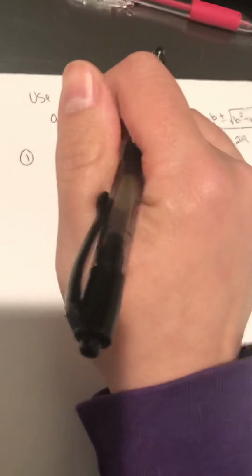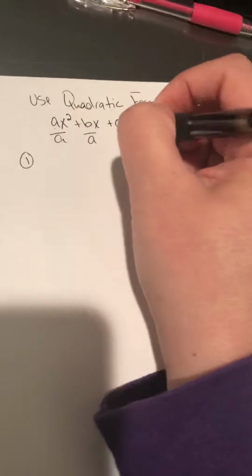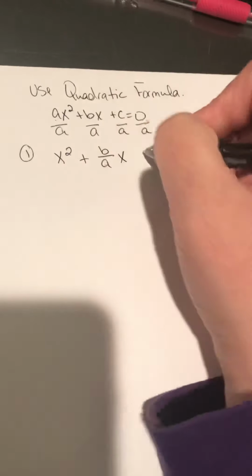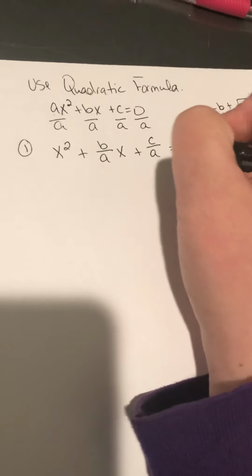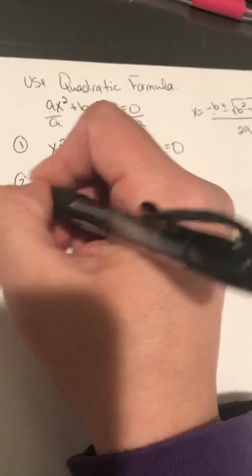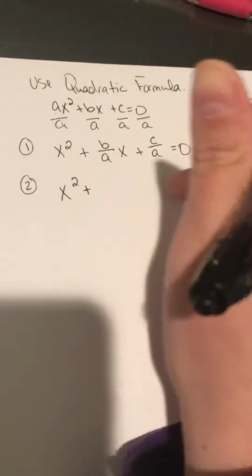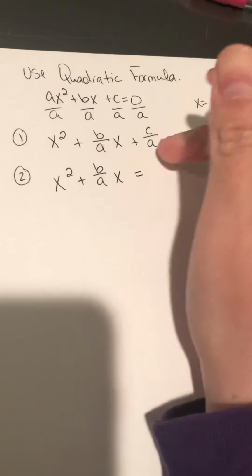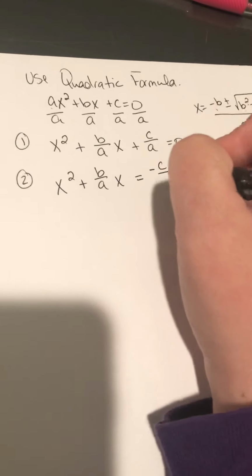So step 1 is the leading coefficient here needs to be a 1. So I'm going to divide everything by a. Right? And 0 divided by a is 0. So I've got x squared plus b divided by a x plus c divided by a is equal to 0. Okay. Step 2, move my constant over to the other side. So I'm going to subtract my c over a. So if I do that, then I get negative c over a.